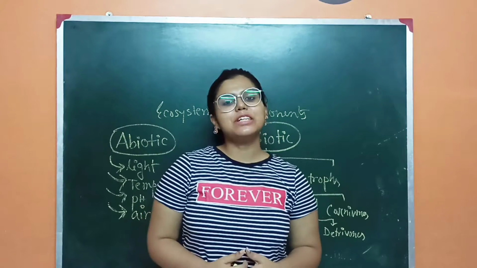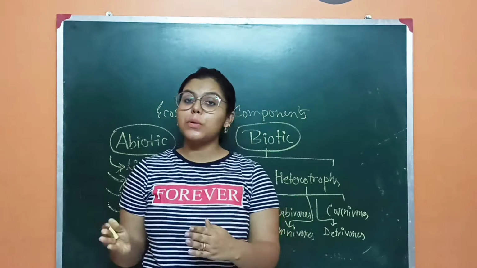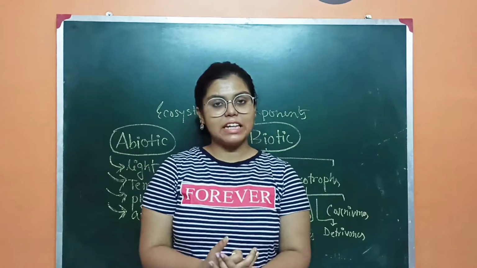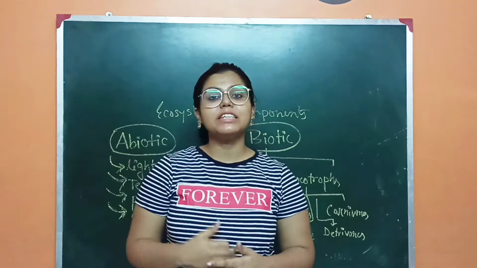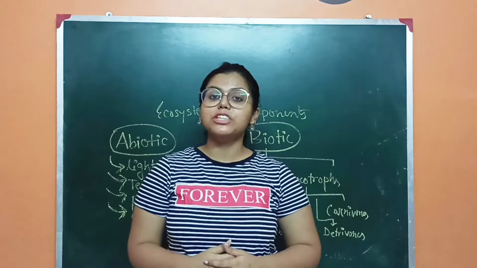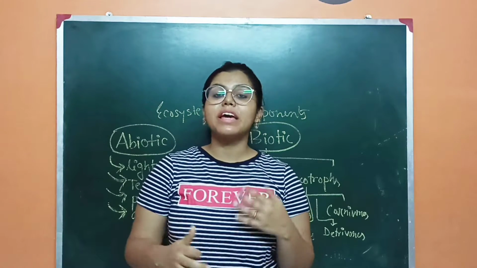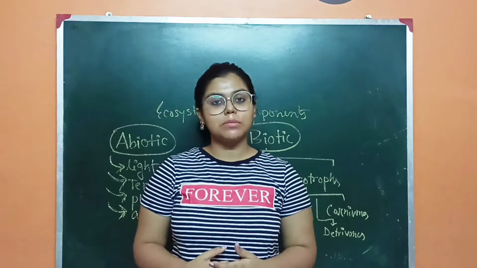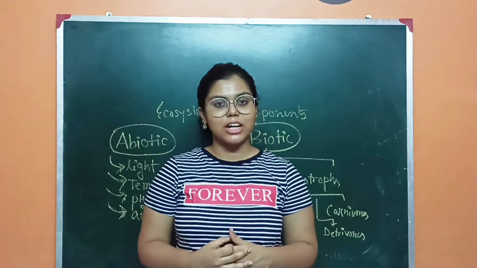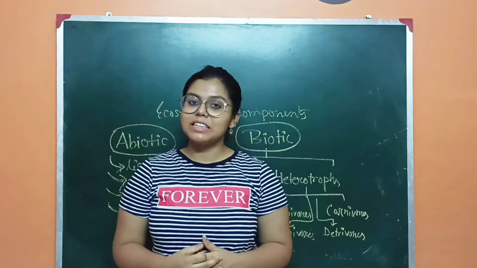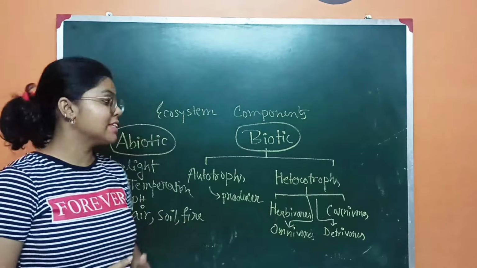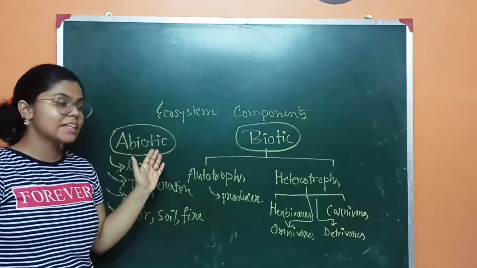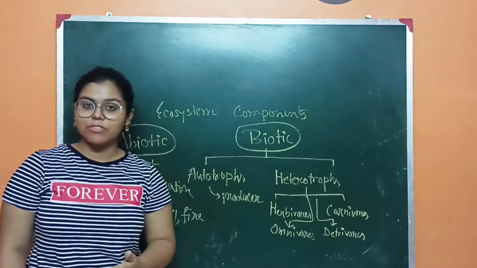So today I would like to discuss the ecosystem components. That means in our surrounding, that is in our environment, there are different types of components present where living and non-living organisms can interact with each other. So let's start. Basically, the ecosystem components can be divided into two types. One is abiotic factors and another one is biotic factors.